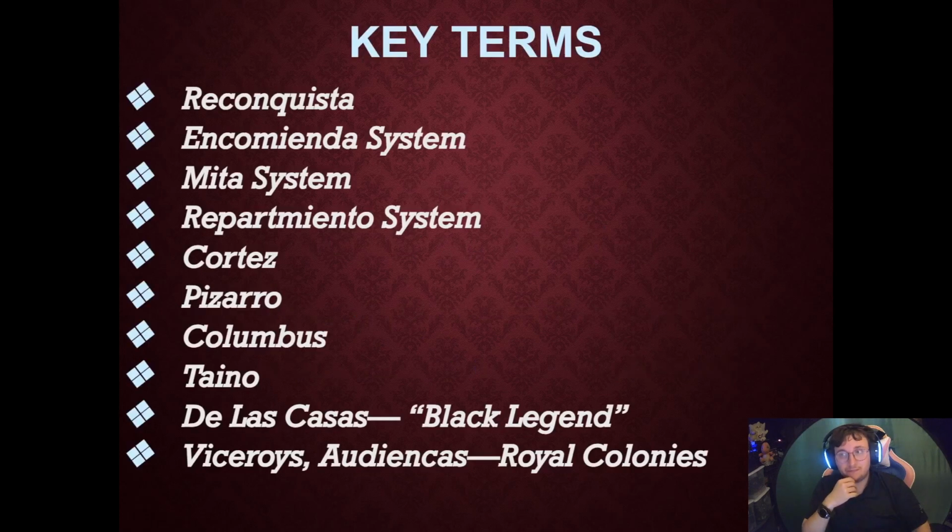So, our key terms for today are going to be Reconquista, the Encomienda System, the Mita System, the Repartimiento System, Cortez, Pizarro, Columbus, the Taino, de las Casas and the Black Legend, Viceroys, Audiencias, and Royal Colonies.